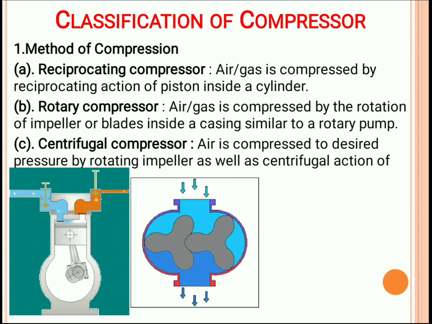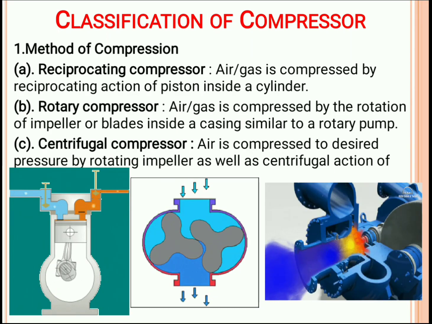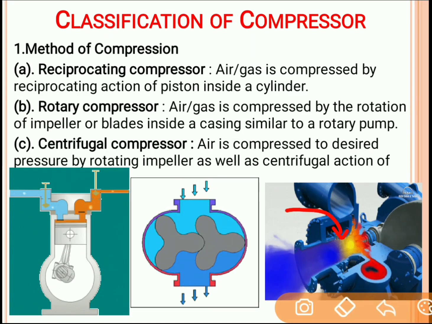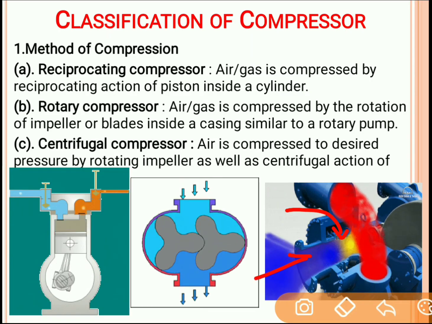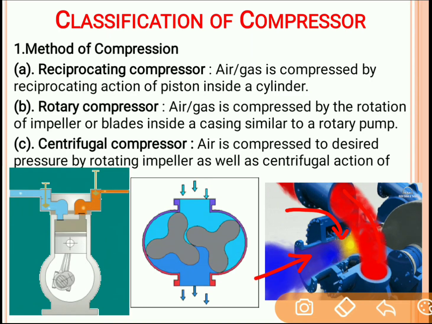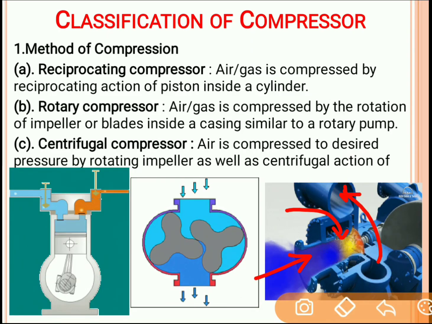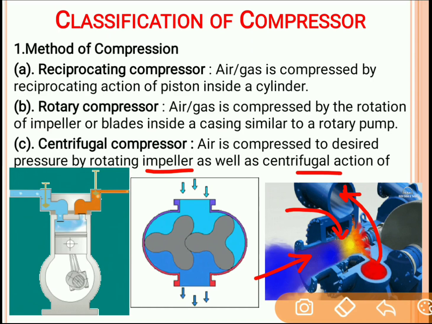Centrifugal compressor, air is compressed to a desired pressure by rotation of impeller as well as because of centrifugal action. As you see in this video, there is a disc over here. This disc is nothing but an impeller. This impeller is rotated, air enters from the center and it is transferred towards the delivery pipe. Now because of the rotation of the impeller, the air is get compressed. So here air is compressed because of the rotating element as well as because of centrifugal action.